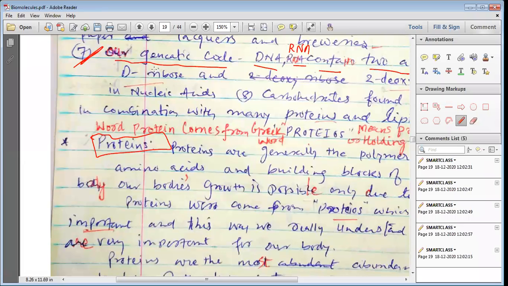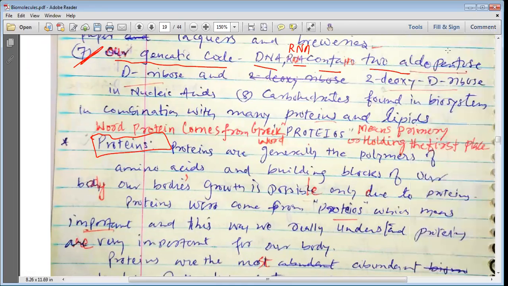The genetic code contains two aldopentoses, which are sugars. Either it may be D-ribose or 2-deoxy-D-ribose. These two sugars: 2-deoxy-D-ribose is present in DNA and D-ribose is present in RNA. These two are sugars in nucleic acids. So our DNA and RNA are the nucleic acids, and thus we understand a very important aspect of sugars and their applications.